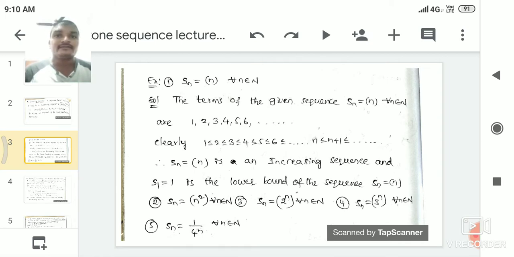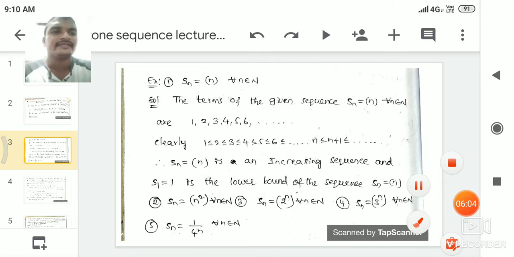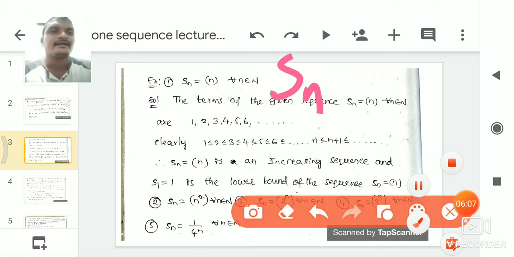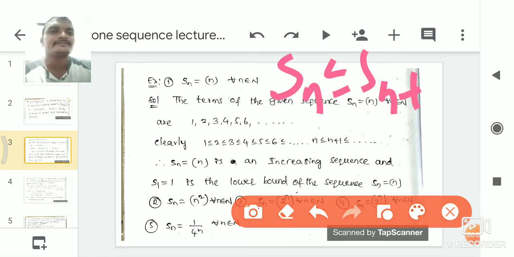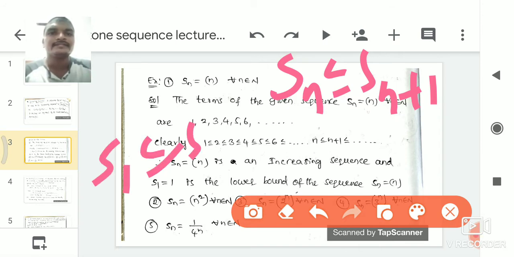If the nth term of the sequence is less than or equal to the (n plus 1)th term of the sequence, Sn, then we say that the sequence is an increasing sequence. So what is the definition of an increasing sequence? If Sn is less than or equal to Sn plus 1. So here we check whether the given sequence is increasing or decreasing by using this condition, or S1 is less than or equal to S2 is less than or equal to S3.